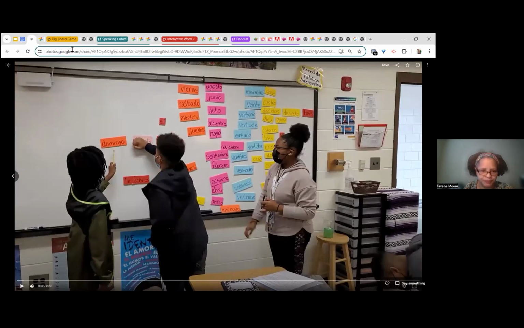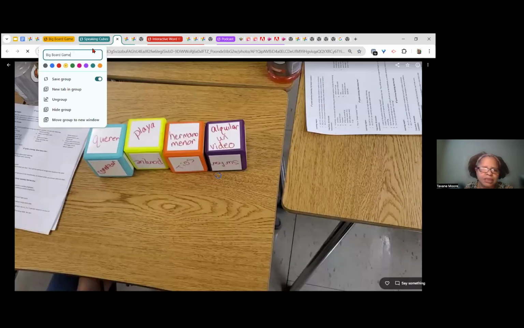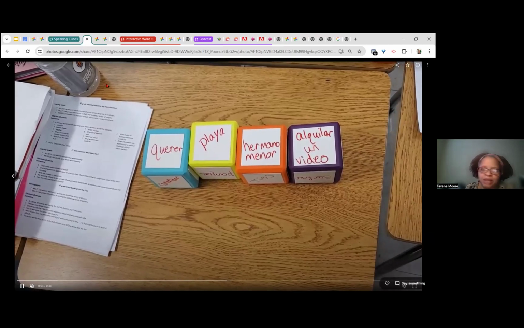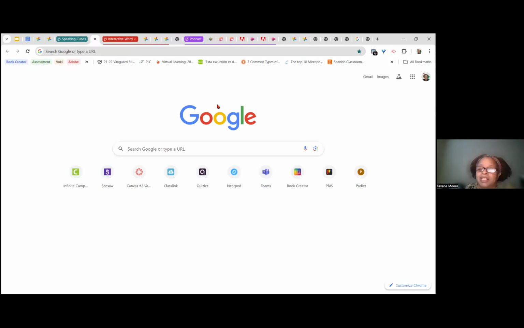A big board game. This is, as I said earlier, oh, maybe I deleted that one by accident. Big board game. Let me see. Oh, I did show you this. The big board game was the one where the students go up to the board, and that's where we ended up actually doing the trios.